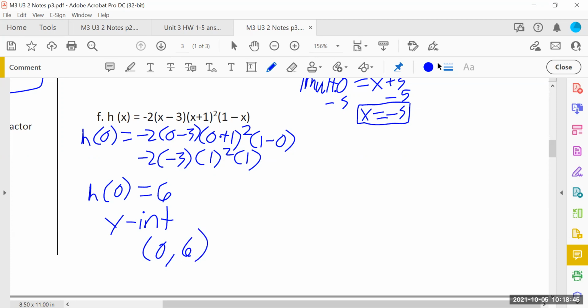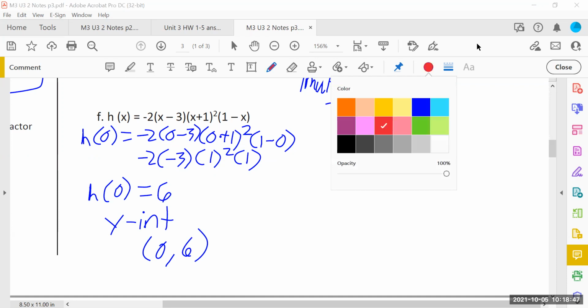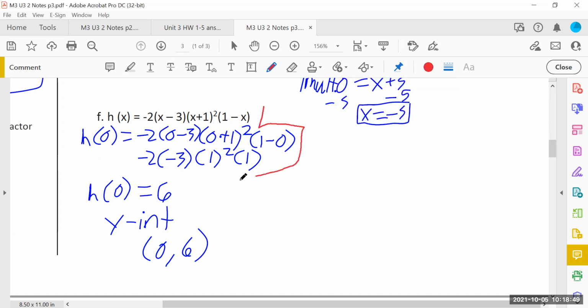And I switched colors, unfortunately. I had been using blue for the x-intercept. So we'll use red for x-intercepts this time.